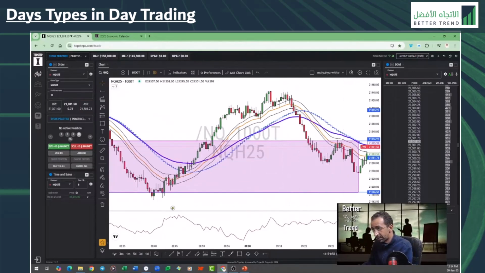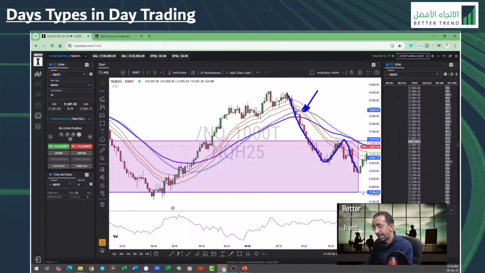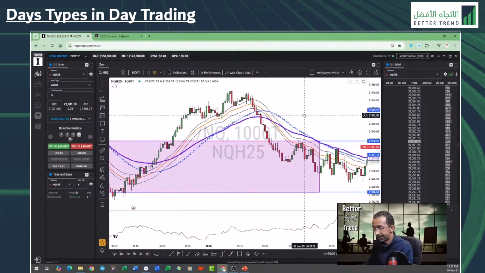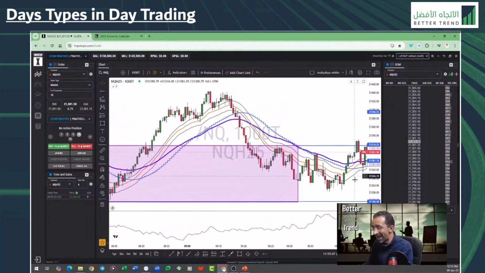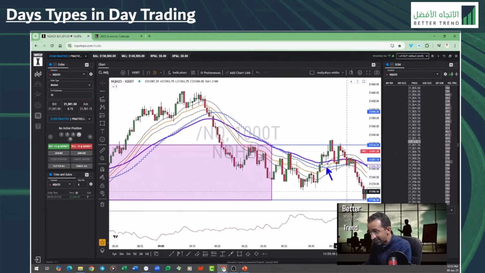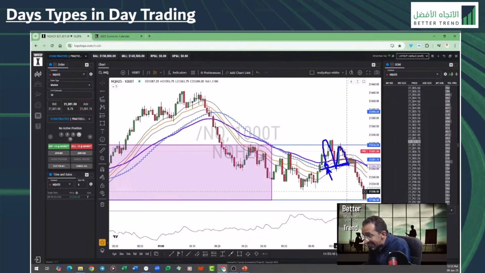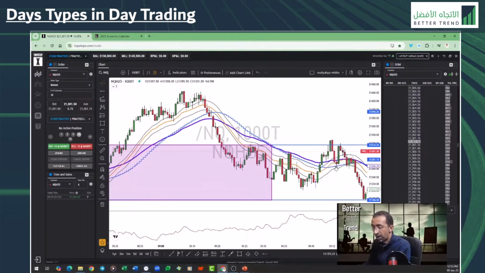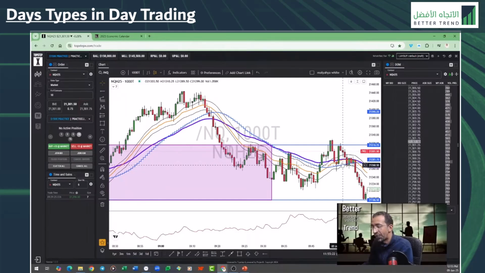Sellers. The intersection is here. Sellers have control. Look for a sell. Now, buyers have control, not full control. This control is not full because the smoothing line is still inside. So they didn't confirm the control. They had it for a while, but they didn't confirm it.